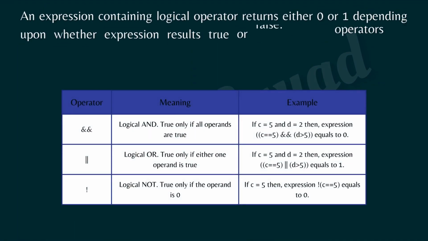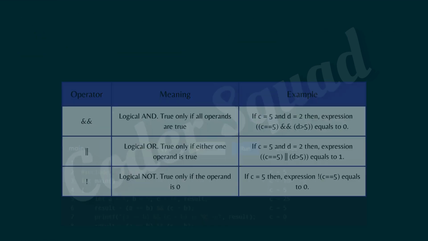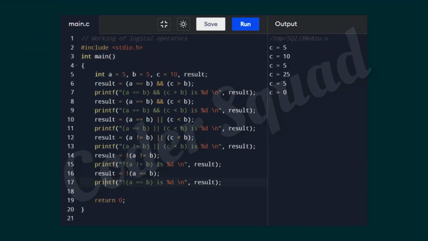Logical operators are used to combine multiple conditions. In C, we have logical AND, logical OR, and logical NOT.